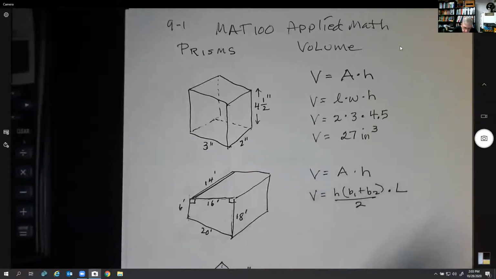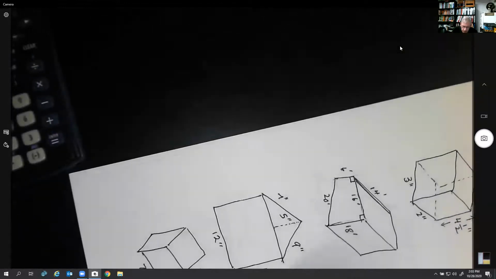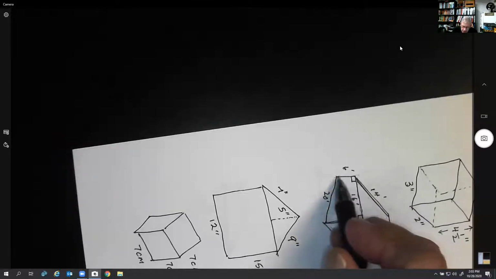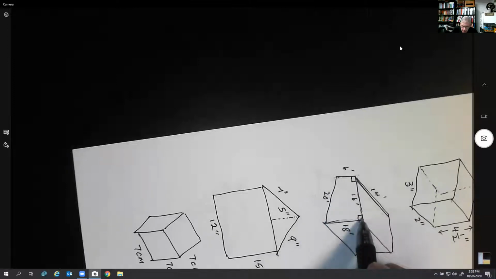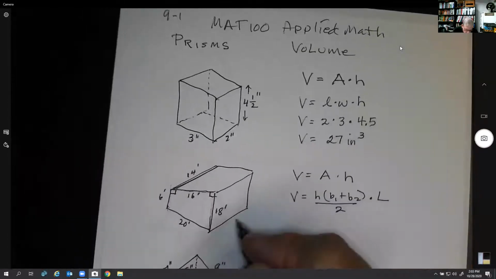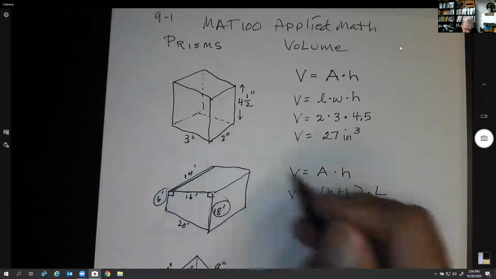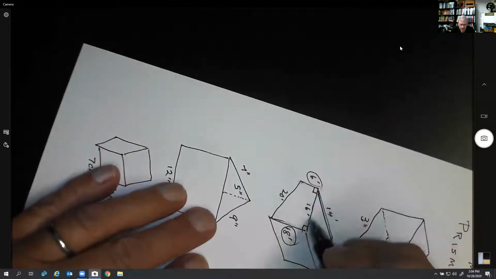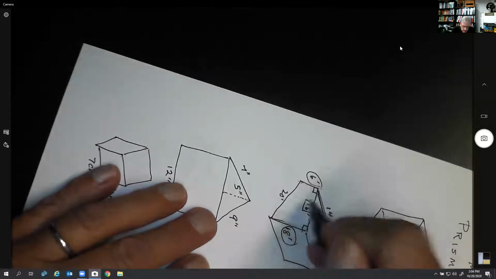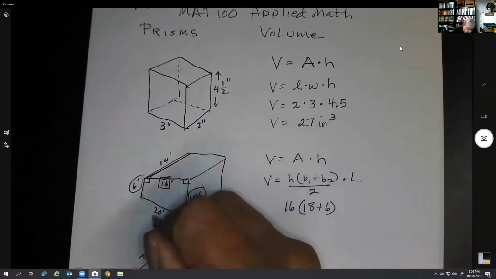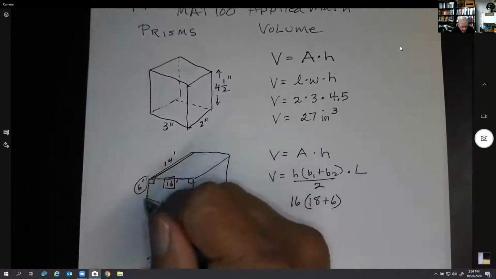So that's how we're going to calculate this. Now, what dimensions do we need? Well, let's rotate this a little bit. This looks like base 1, and this is base 2. These are the two sides that are parallel to each other, and these are not parallel. So we're going to use 18 and 6 as our bases, 18 plus 6. What about the height? Well, the height of this object has to be perpendicular to the base. So this dimension right here is going to be used for the height, 16.